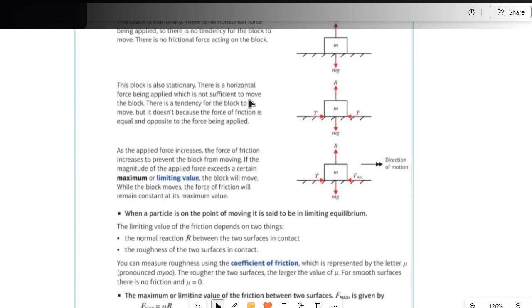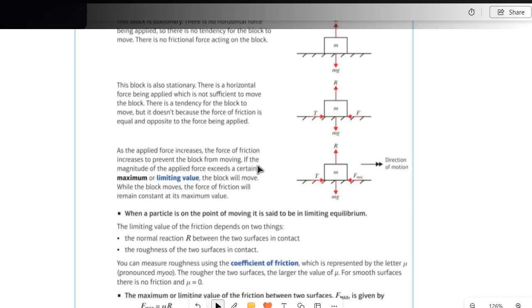There is a horizontal force being applied which is not sufficient enough to move the block. There is a tendency for the block to move, but it doesn't because the force of friction is equal and opposite to the force being applied. As the applied force increases, the force of friction increases to prevent the block from moving.